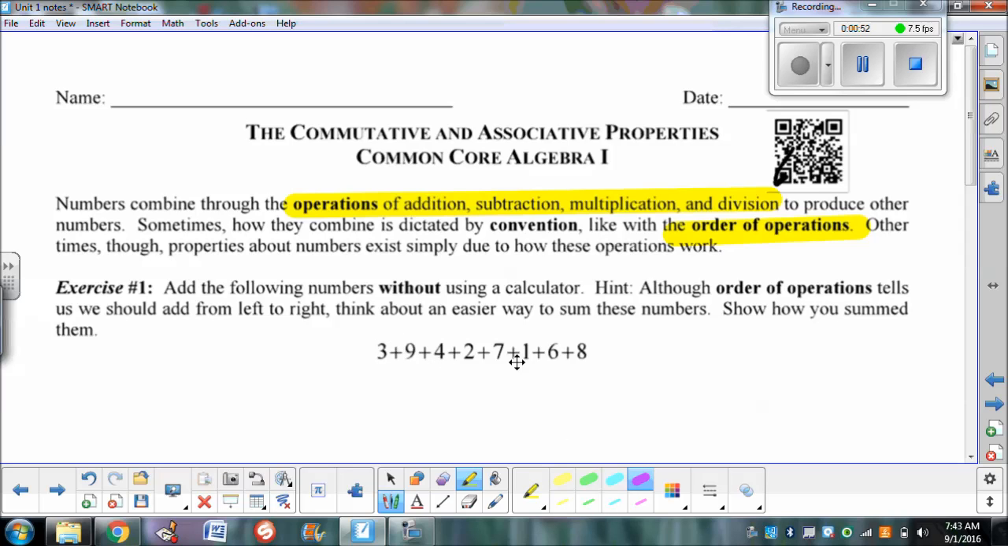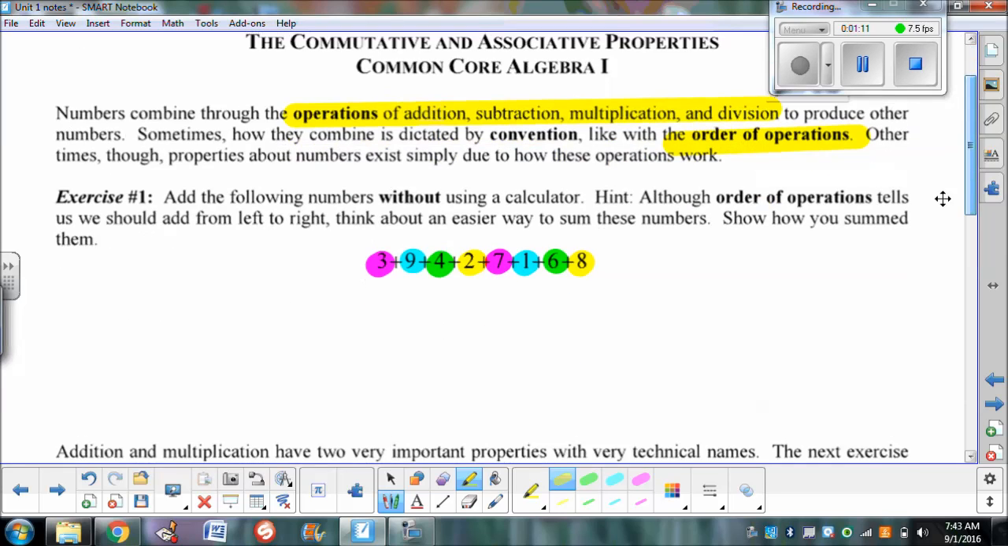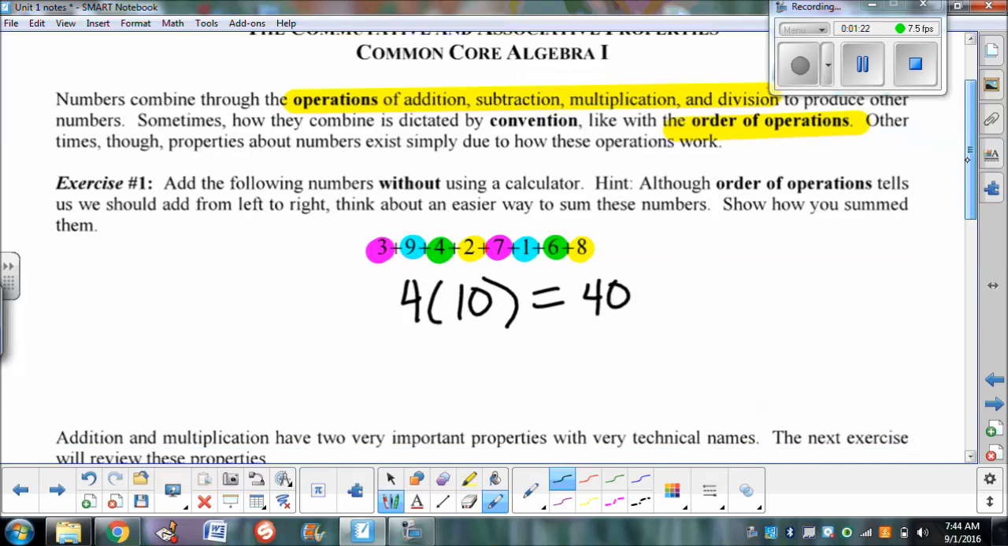So instead of just adding from left to right, I kind of start to see groups of 10: 3 and 7. We've got 9 and 1 gives us 10. 4 and 6, we put those together, it gives us 10. And then 2 and 8 gives us 10. So automatically we've got 4 groups of 10 right there. So we could say in our mind, okay, 40. We just added those pretty quickly.